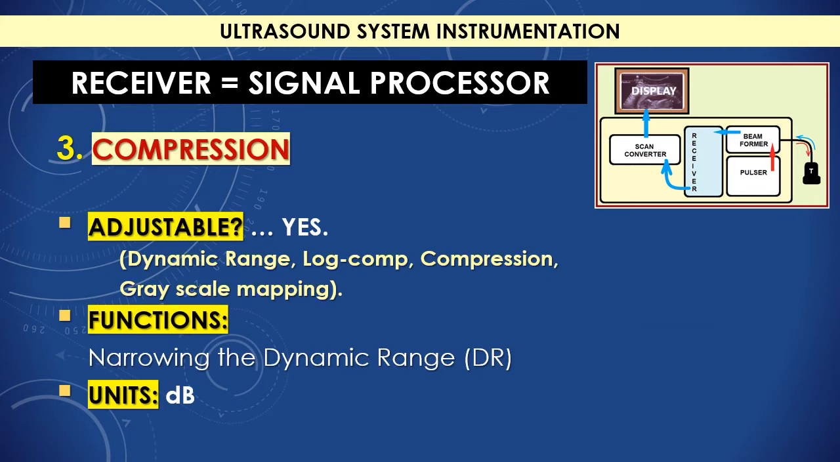Now we come to the third function of the receiver, which is compression. Compression is compression of the dynamic range. Is it adjustable? Yes. How is this control key called? You might see the word dynamic range, or log compression, or compression, or grayscale mapping. All these are synonyms for the word compression. We must see this in the ultrasound machine. Again, what is the compression? We mentioned that it is compression of the dynamic range, narrowing of the dynamic range, DR. The units are in decibels.